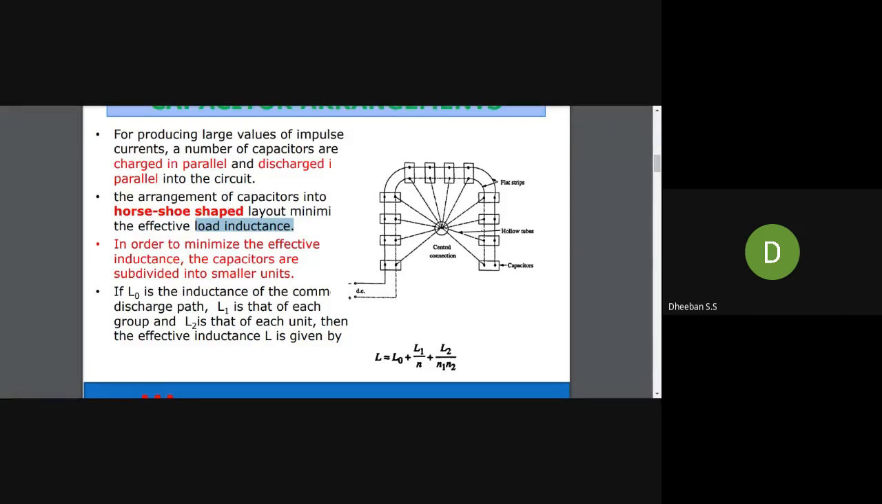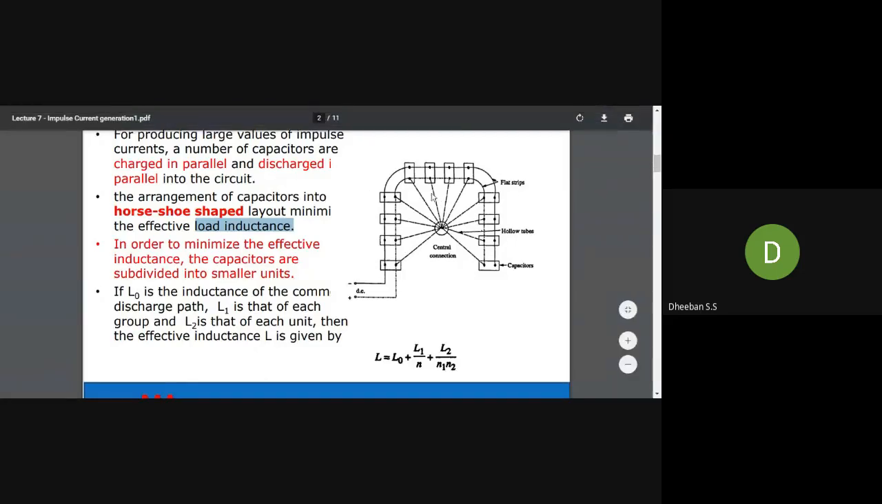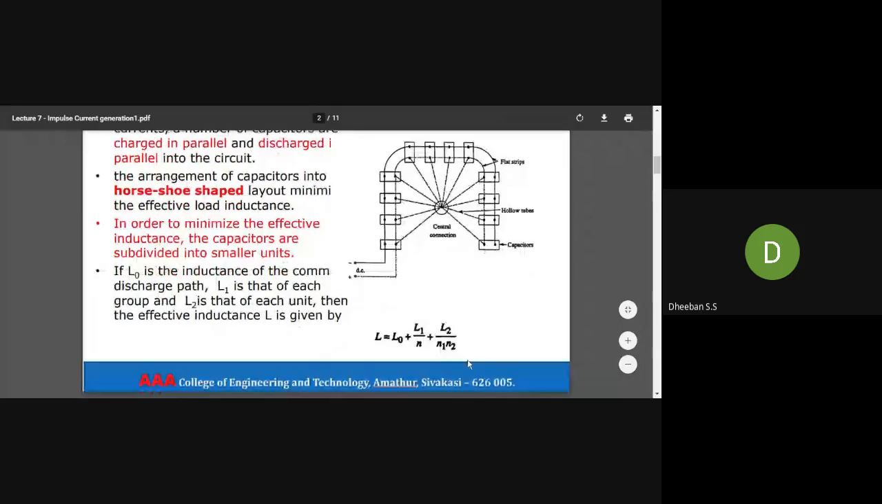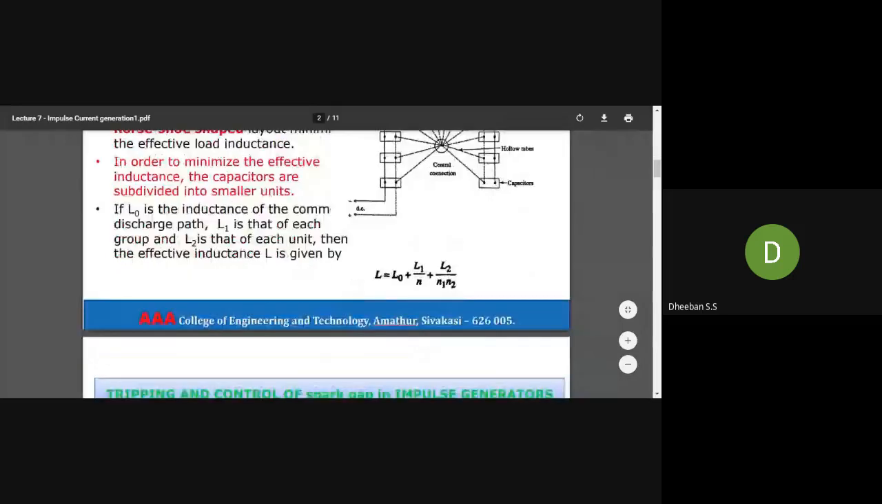Next, they have given the inductance values. L0 is the inductance of the discharge path, and L1 is of each group. Here they are grouping it as L1 and L2, and they give the final inductance value in this format. N1 and N2 are nothing but the number of capacitors in each group, so don't be confused about that.